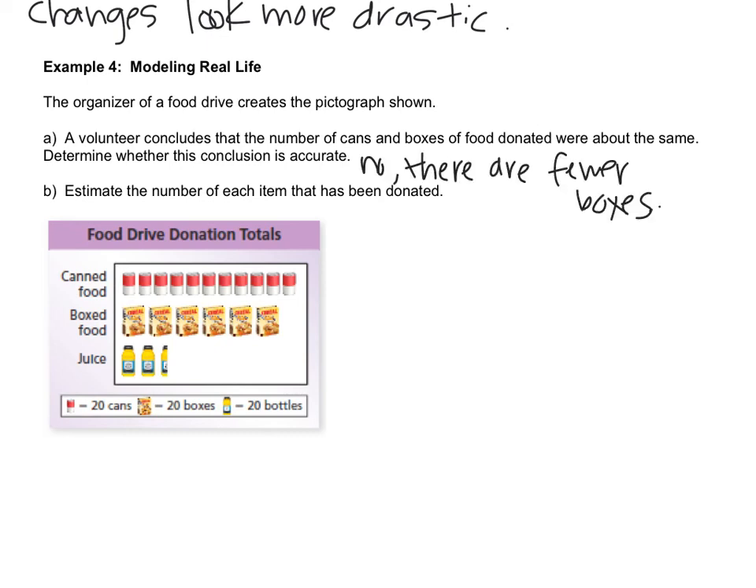Now we have to estimate the number of each item that has been donated. So I don't know if it's really estimating because they tell us, maybe down in the juice, you see the juice only has like a fractional bottle, so that's probably why it's estimate. All right, so I already determined that there were 220 cans, and I determined there were 120 boxes. So I don't know, maybe that looks like half a juice bottle. So that would be 20, 40, and then 50.